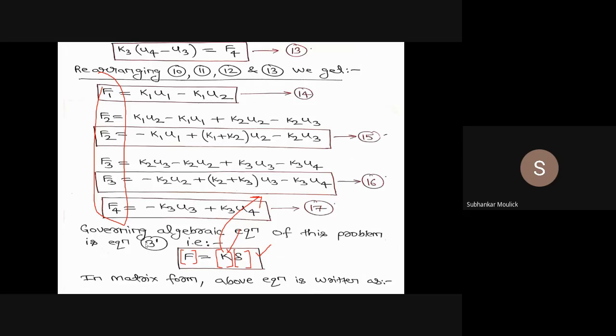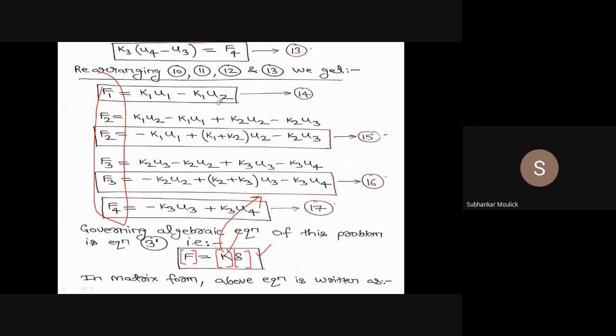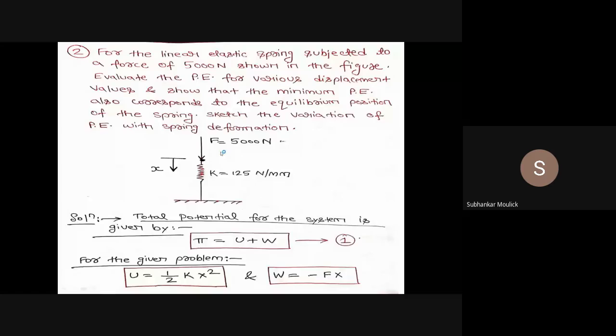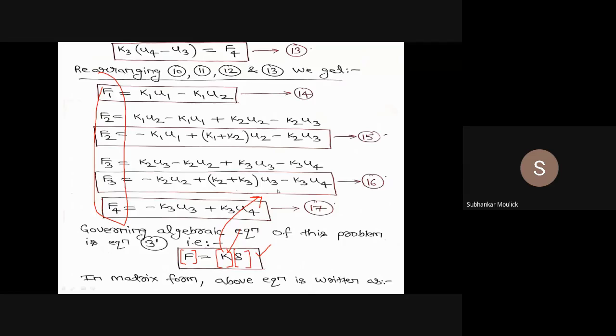I will get it from equations 14, 15, 16, 17. The coefficient of u1 is K1, so write down K1. The first row represents the equation of f1. So f1 is equal to k1 u1 minus k1 u2.